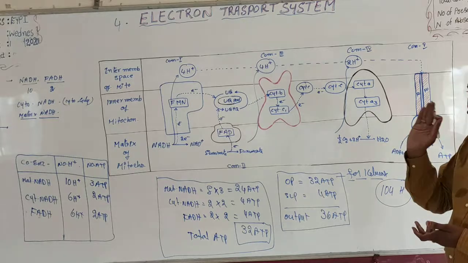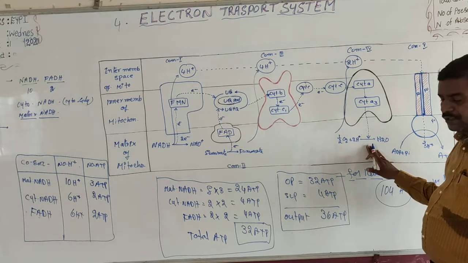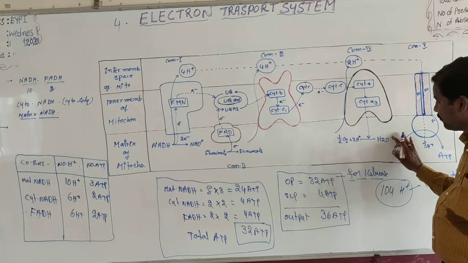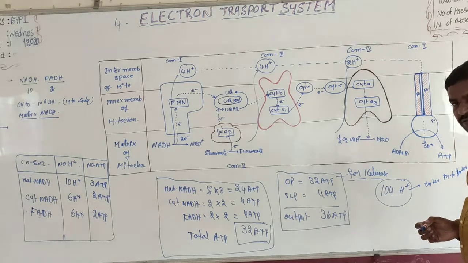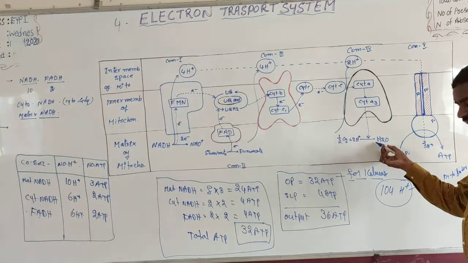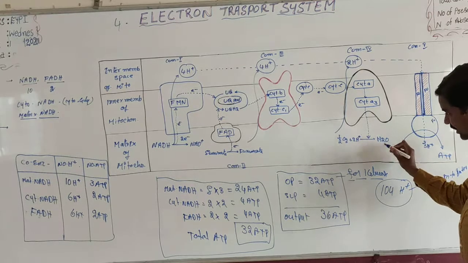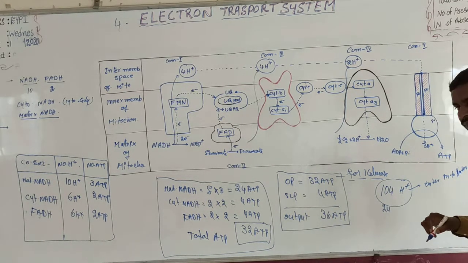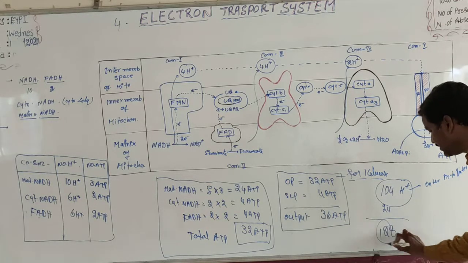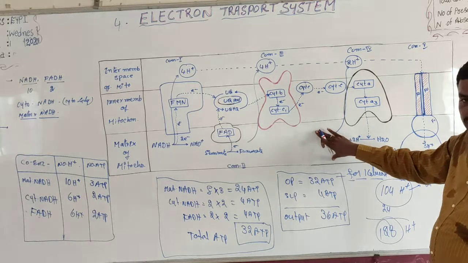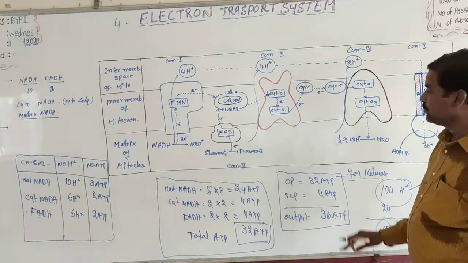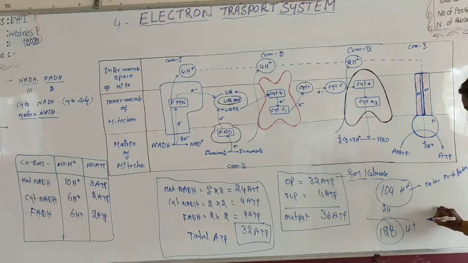In this way, 12 coenzymes, 12 into 2, 24 H+ are consumed in the formation of water. Okay? Total entering the intermembrane space 104, and the H+ used in water formation 24. Total 128 H+ are removed from the matrix. Among this 128, 104 enter into the intermembrane space and 24 are consumed in water formation. They are removed from the matrix.